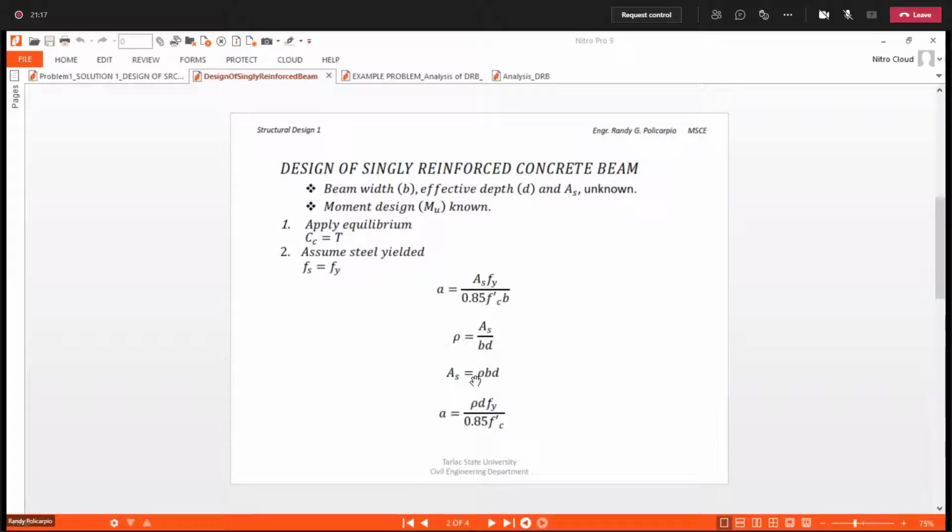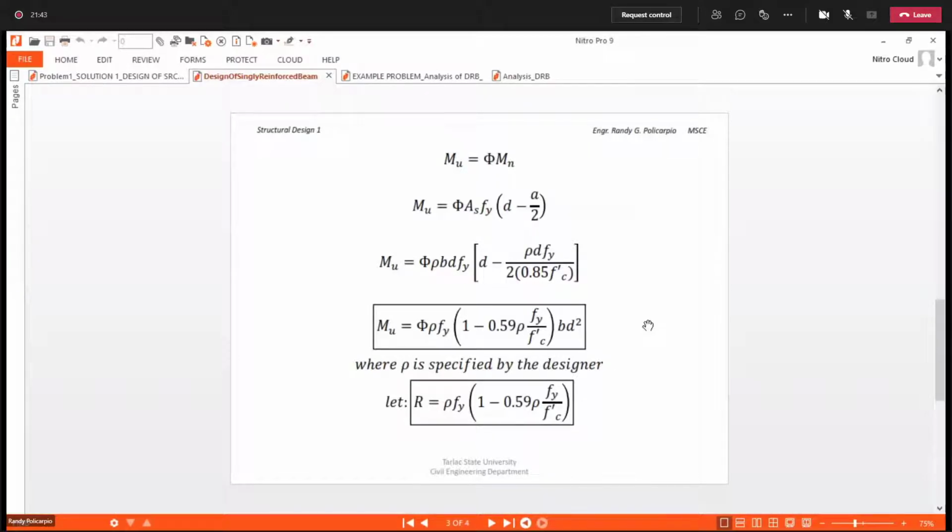So if we substitute this in the equation for the depth of the compression block, our depth of compression block now will be equal to rho d fy all over 0.85 f'c. So yung ating b canceled out na. Next. Okay, so we're going to equate these two equations.